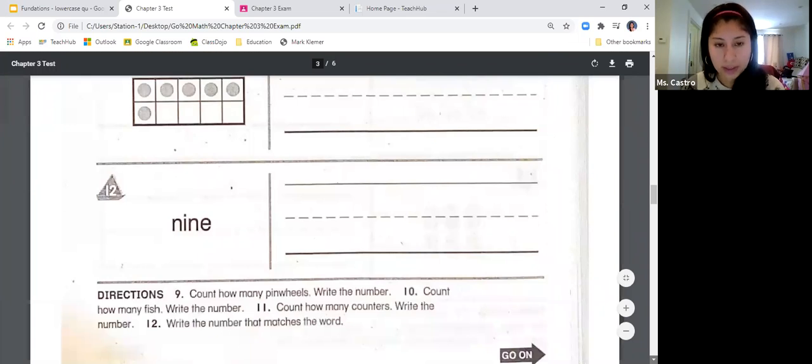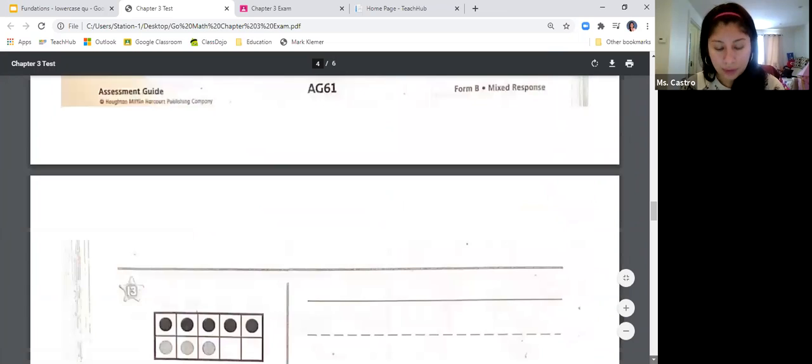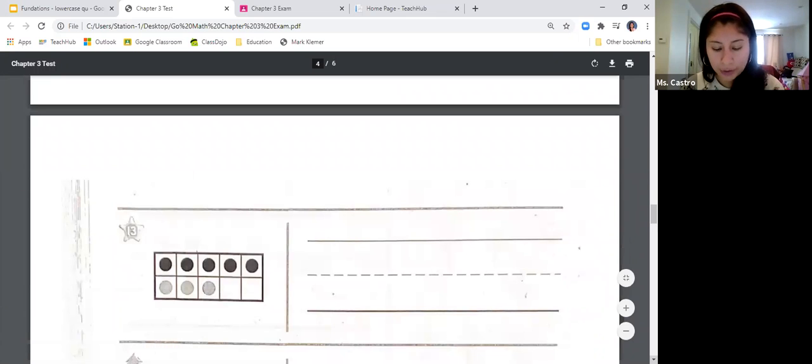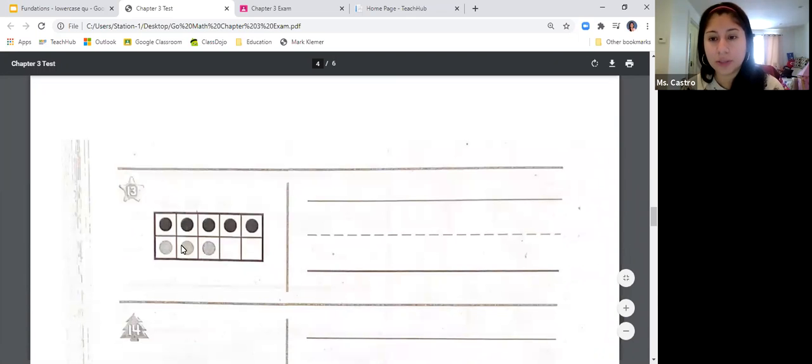Then the next question, 13. The instructions say, count how many counters and write the number. So count all those counters in the 10 frame slowly, label it if you'd like, and then write the number on the line.